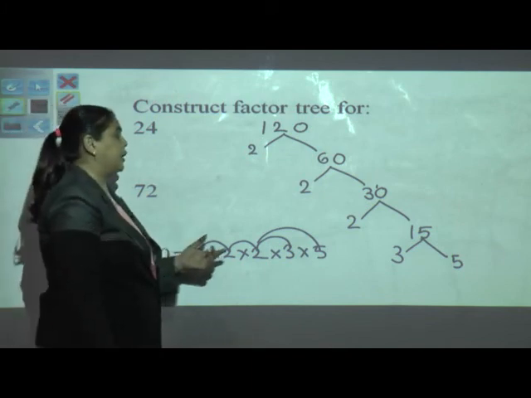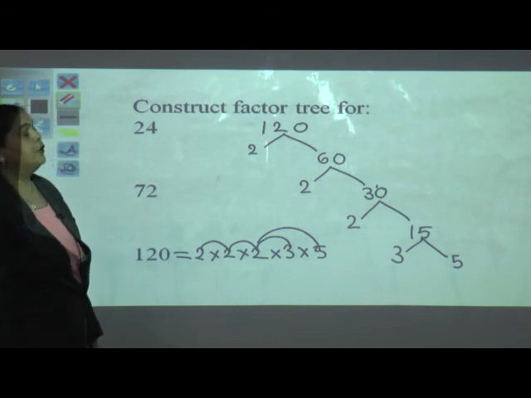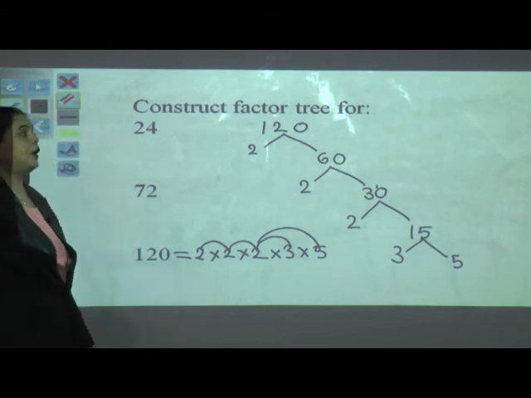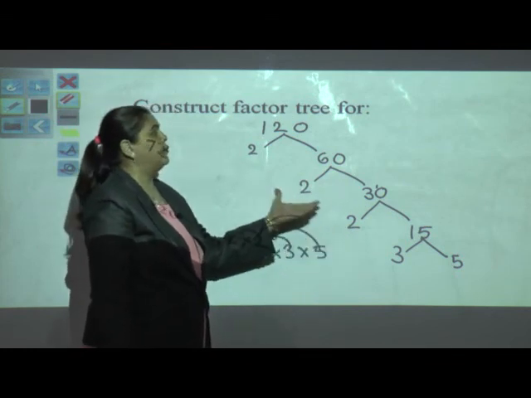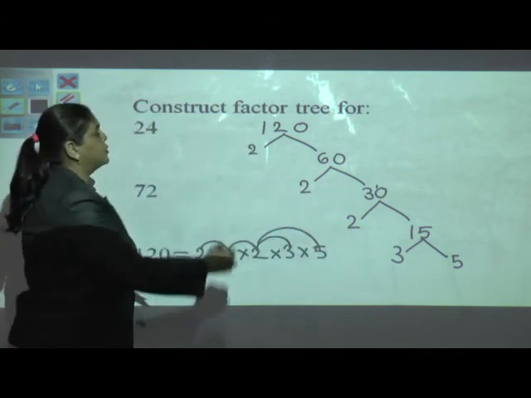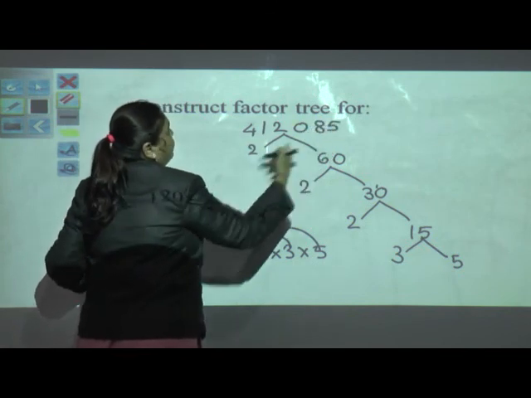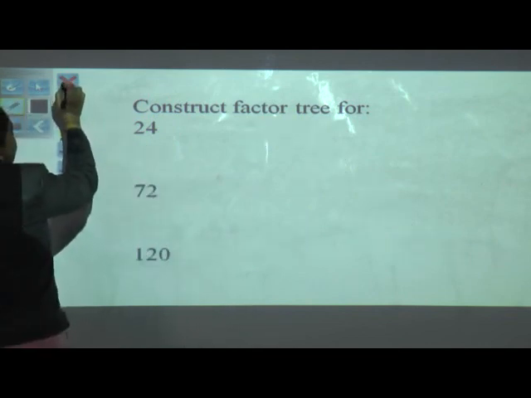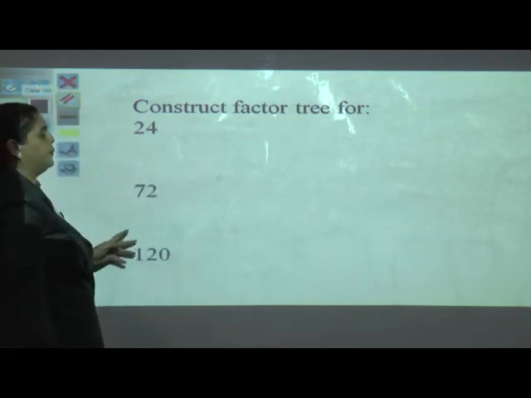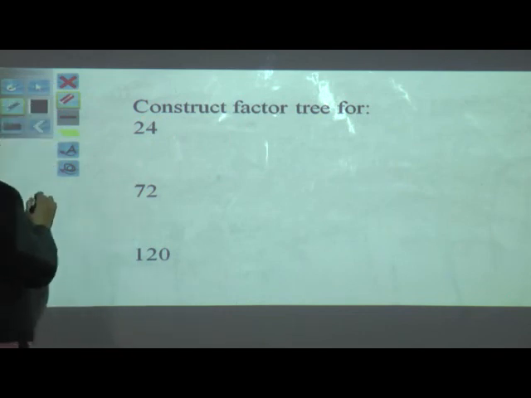8 5s are 40, and 40 3s are 120. These are the factors of 120, and slowly, when you have practice with this, you will find out. If I give you a large number in this way, you can also find the factors. Understood? So please try to solve different types of examples, write your own numbers, and practice this factor tree method.